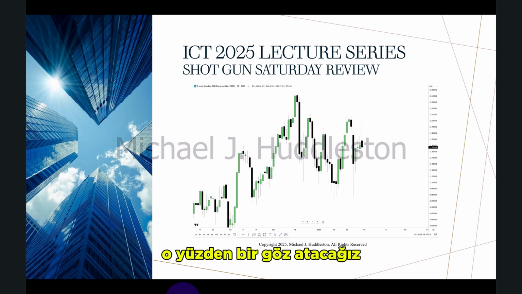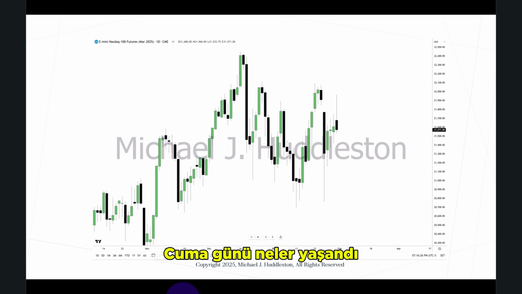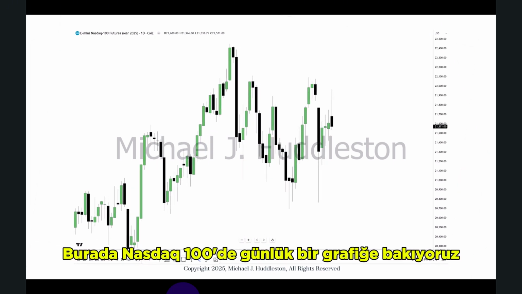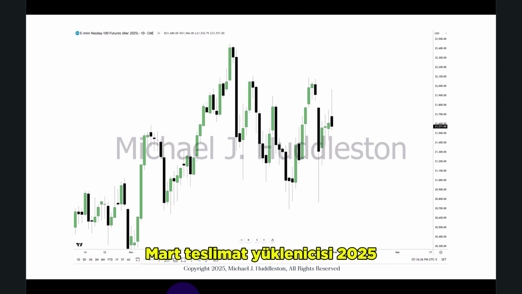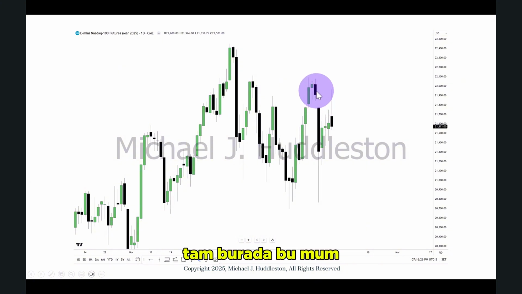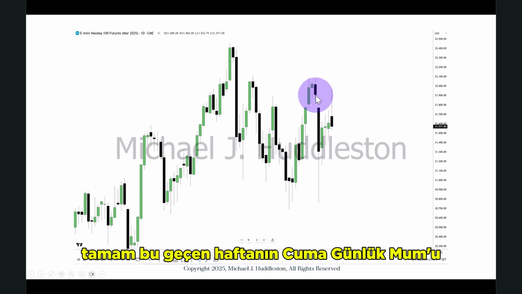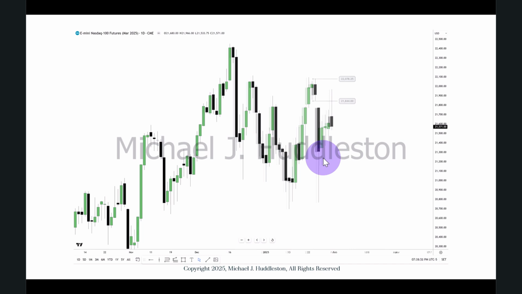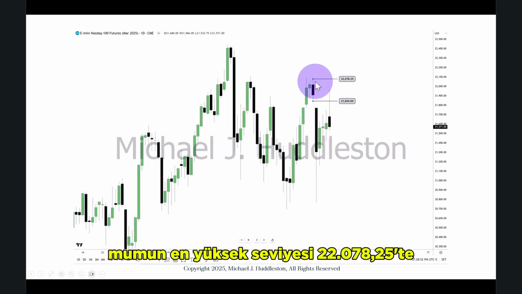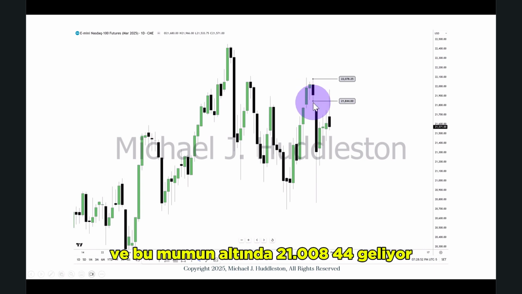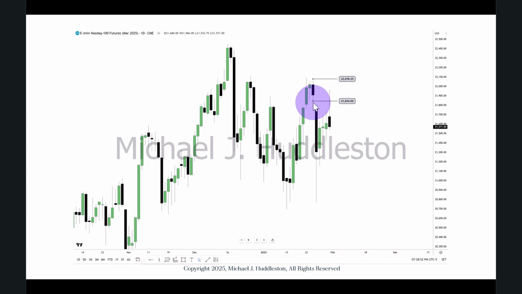So we're going to take a look at what transpired on Friday. We're looking at a daily chart here on the NASDAQ 100 March delivery contract for 2025. And I want to take your attention to this candlestick right here. That is the previous week's Friday daily candle. High of that candle comes in at 22,078.25. And the low of that candle comes in at 21,844.